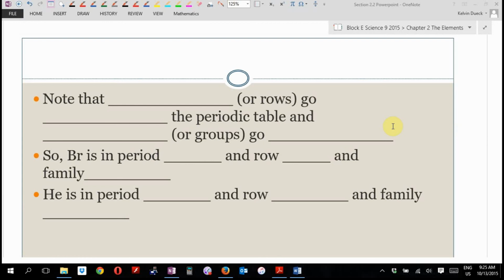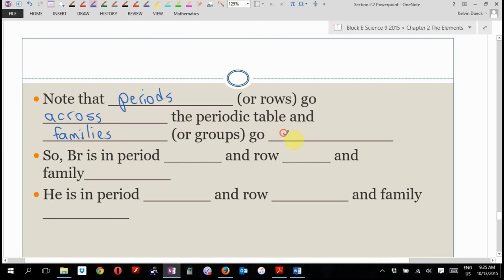Note, I wrote here that periods or rows go across the periodic table. So we say that there's period 1, period 2, period 3, period 4, and that's going sideways. And families or groups go up and down vertically.